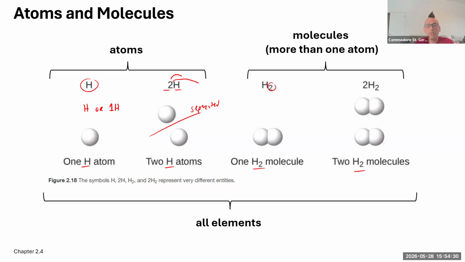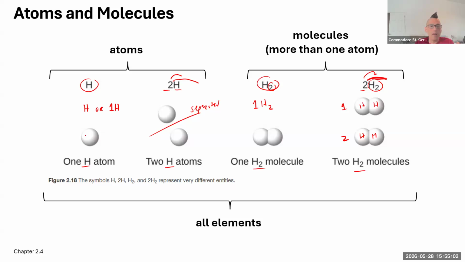H2, that subscript means they're bonded together, and that's a single molecule. So it's one H2 molecule. Here, there's two H2 molecules. Again, this two applies to everything here. Because the two is on the left side, it tells us there's two H2 molecules. There's one H2 molecule and there's a second.